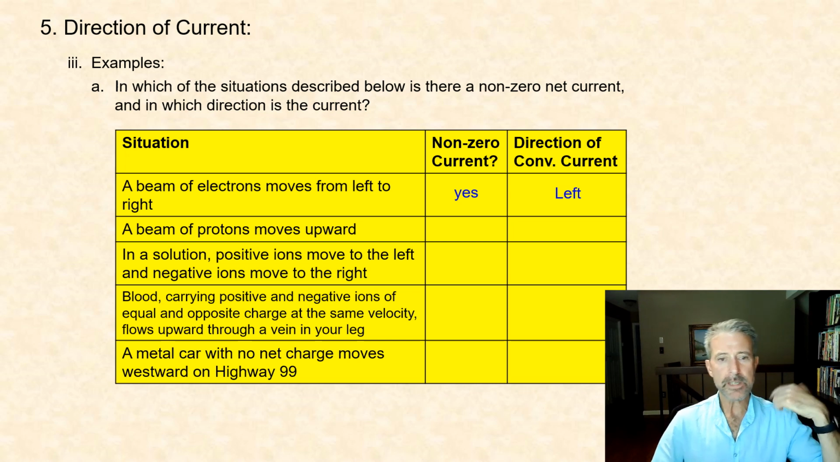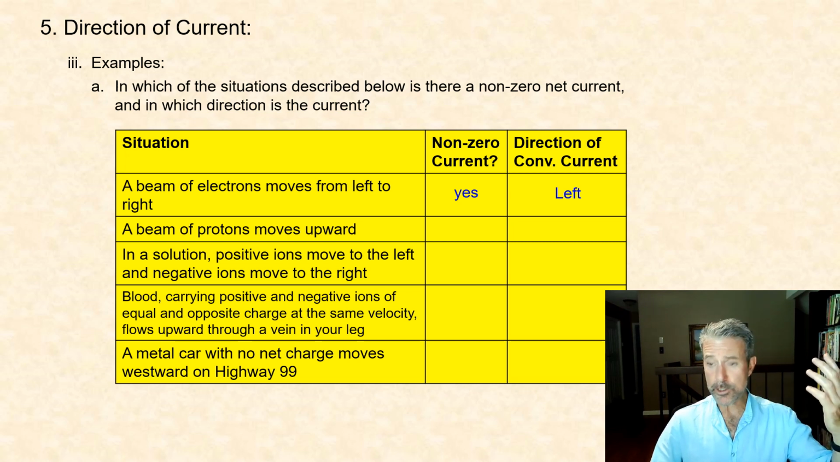In the second example, we're told that a beam of protons moves upwards. So yes, this does give us a non-zero current since there is a net flow of charge in a given direction. And since protons are positive charge carriers and they're moving upwards, the direction of the conventional current in this example will be upwards.